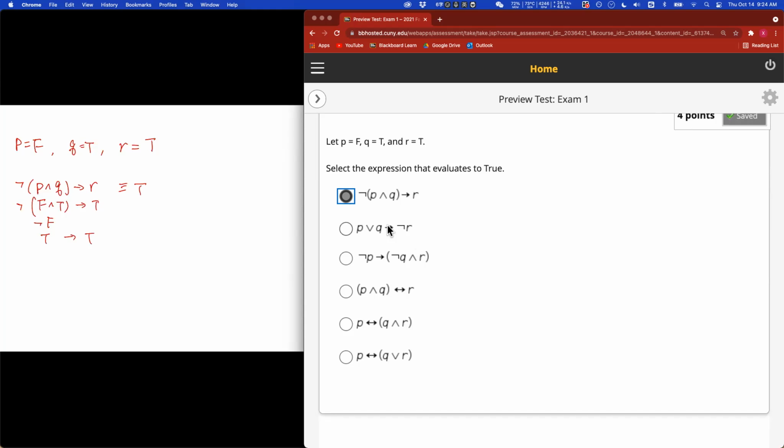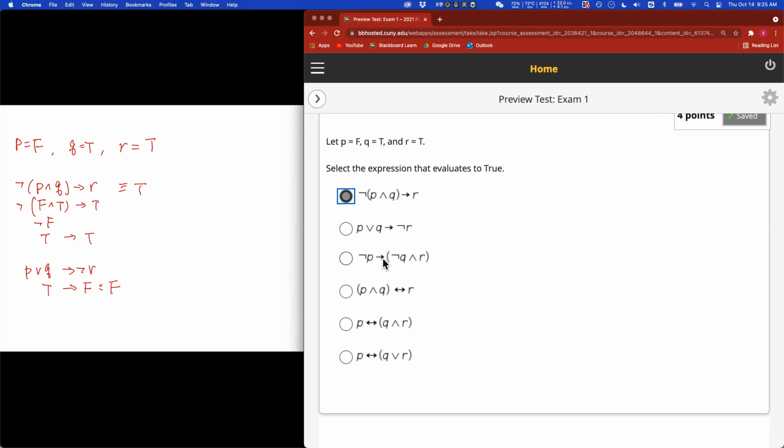let's say you have P or Q implies not R. If you look at the P or Q, you have false or true, so that means this is true. And then you have true implies negation of R, so true implies false. This is false, right? So the only time an implication is false is if your hypothesis, your P, is true and then your Q is false.